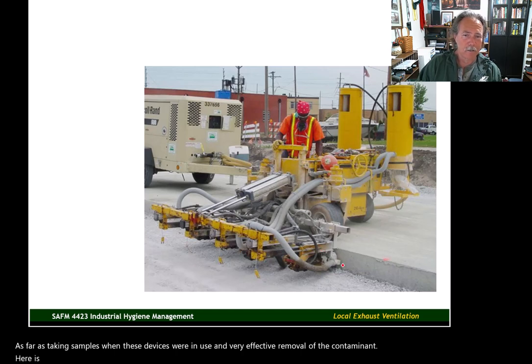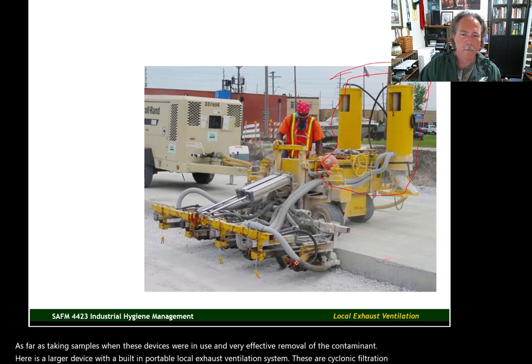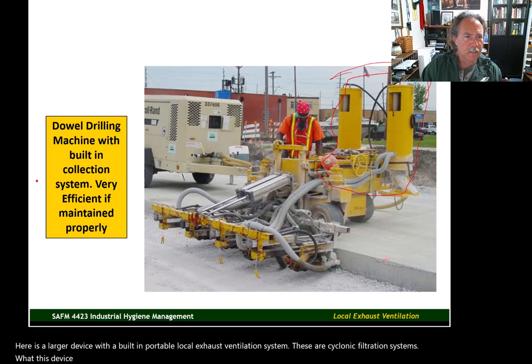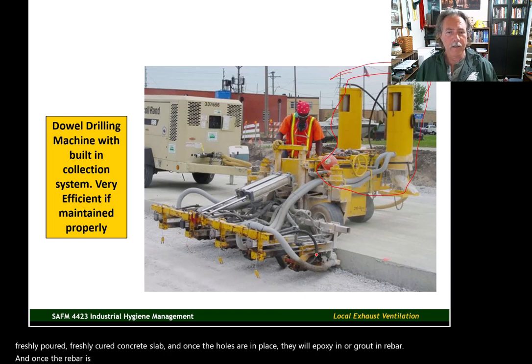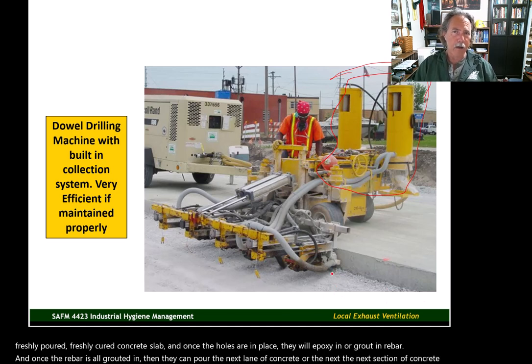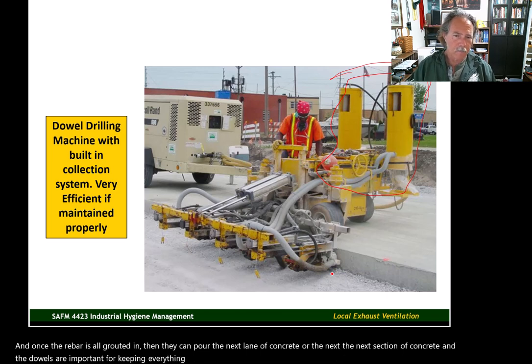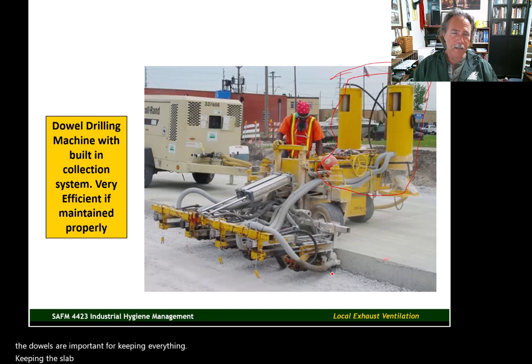Now, here is a larger device with a built-in portable local exhaust ventilation system. These are cyclonic filtration systems. This device is a dowel drilling machine, and this is a four-gang drill. It's drilling four holes simultaneously into a freshly cured concrete slab. Once the holes are in place, they will epoxy in or grout in rebar. Once the rebar is all grouted in, then they can pour the next section of concrete. The dowels are important for keeping the slab unified as one unit.